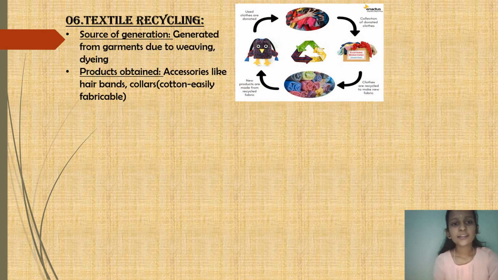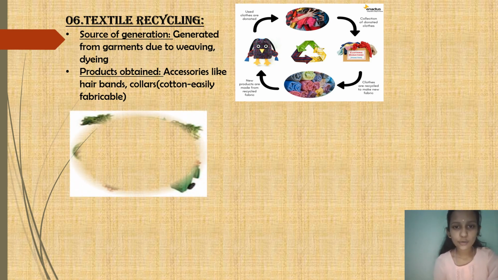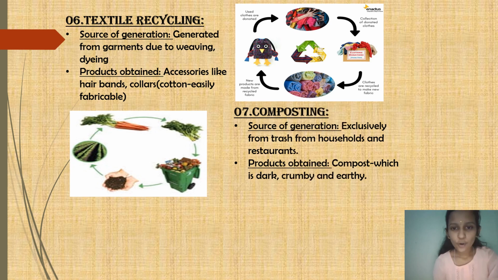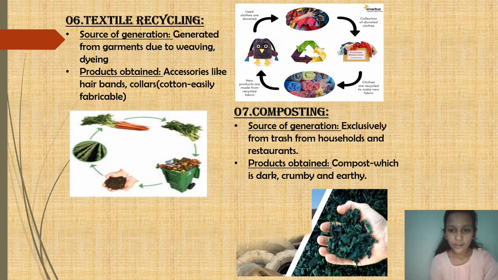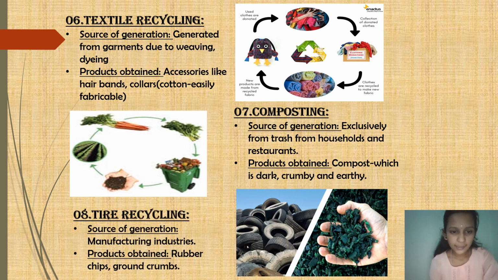Textile recycling. The source of generation will be mainly garments due to weaving and dyeing, and the accessories are the major products obtained after recycling. And composting. The source of generation will be mainly trash or garbage generated from households and restaurants, and the major product obtained is compost. When it comes to tire recycling, the source of generation will be manufacturing industries and the new products obtained are rubber chips and ground crumbs.